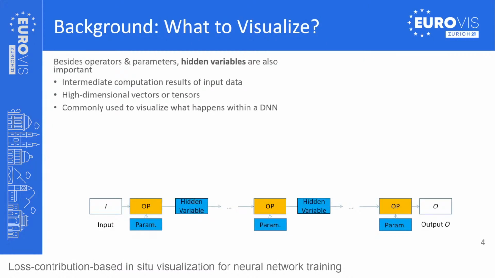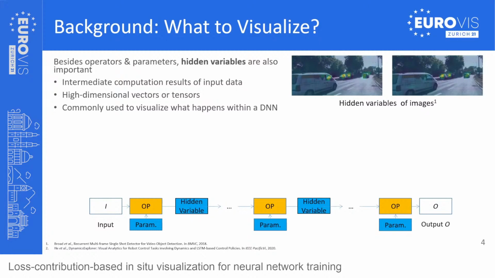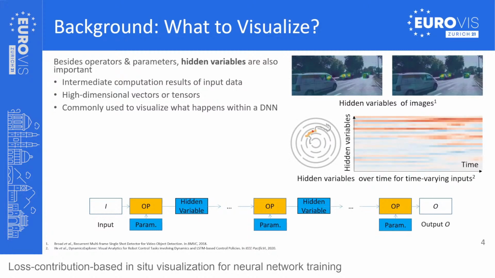To understand how a deep neural network works, besides the operators and parameters, it is often necessary to examine the hidden variables, which are the intermediate results within a deep neural network when processing an input data item. The hidden variables are often high-dimensional tensors, which are commonly used to visualize the deep neural network. Here we show 2 examples from previous publications. The top right shows how different parts in the hidden variables have high values when processing different images. The bottom right shows how the hidden variables change over time for time-varying data.